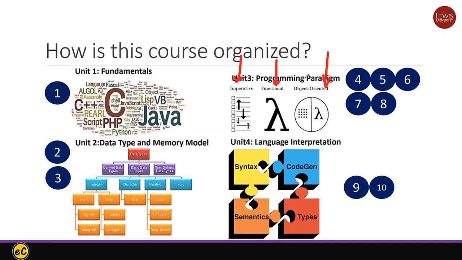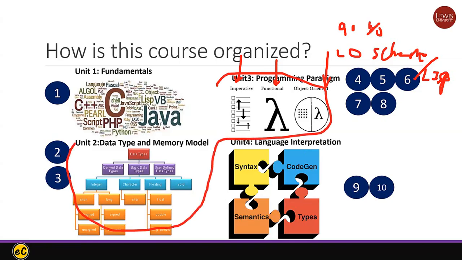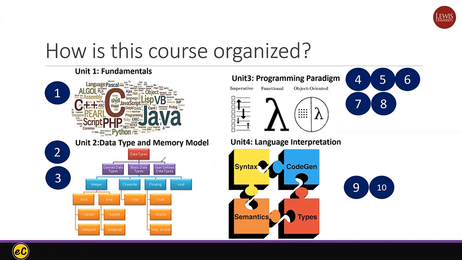Okay. So in this course, I would say 90% is on Python and maybe 10% on Scheme. Okay. And Scheme and Lisp are similar. Scheme is one kind of Lisp language. Okay. So we are primarily depending on that. So in these first few units, we are basically using the programming language to talk about different programming paradigms, the memory model, and data types.